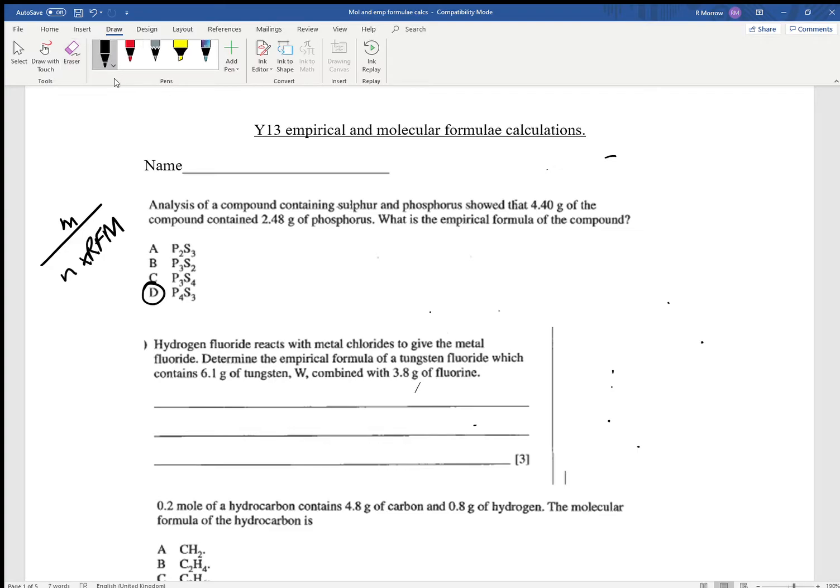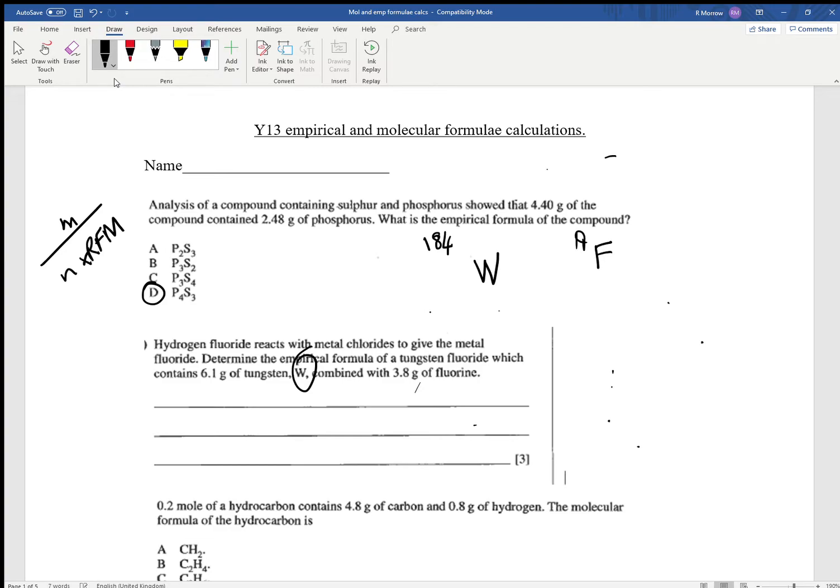So we've got tungsten fluoride. We've got to go to our periodic table and find our tungsten. It's in a bit of an obscure place in the periodic table for AS and GCSE chemistry, and it's 184. It's a transition metal in the third row down in the transition metals. And then we've got fluorine, which is 19.